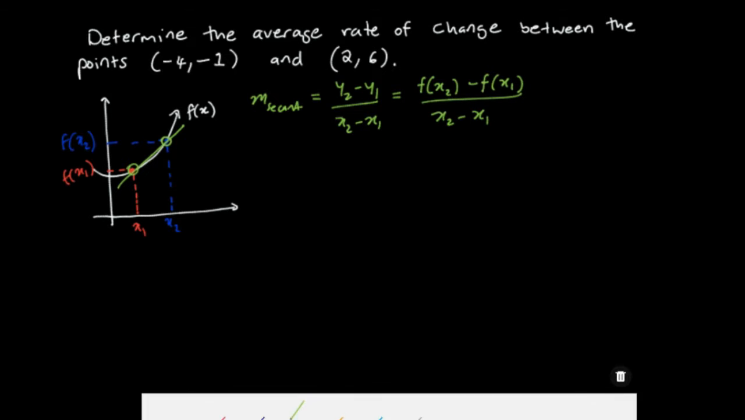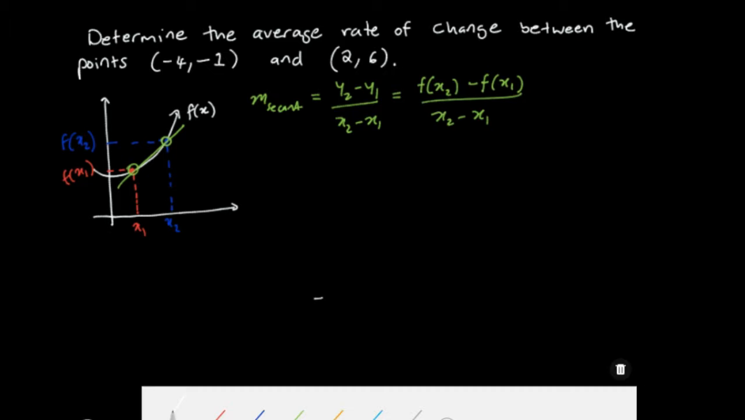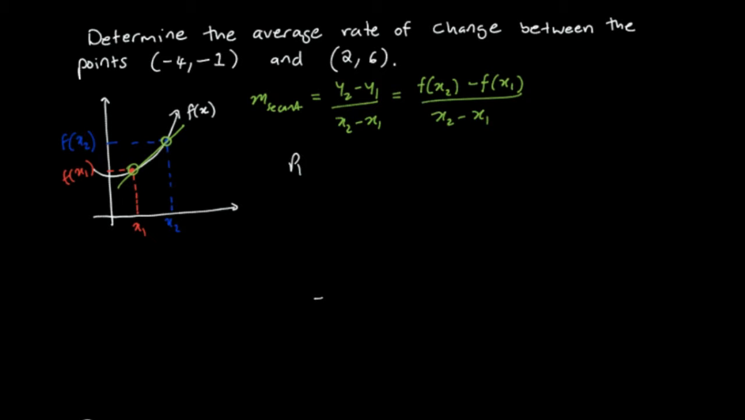Just for simplicity's sake, I'm going to make one of these points point 1, so I'm going to do -4, -1 as point 1, and for point 2 I'm going to use 2 and 6. These are the equivalent x and y values of each point, right? So this is x2 and this is y2, okay, so this should be a 6 here.